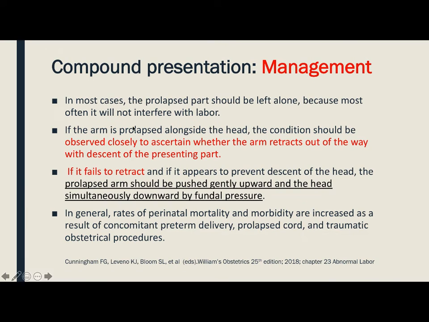In most cases, the prolapsed part should be left alone because most often it will not interfere with labor. Now, if the arm is prolapsed along the head, the condition should be observed closely to ascertain whether the arm retracts out of the way with descent of the presenting part. If it fails to retract, and if it appears to prevent descent of the fetal head, then the prolapsed arm should be pushed gently upward and the head simultaneously downward by fundal pressure. In general, rates of perinatal mortality and morbidity are increased as a result of concomitant preterm delivery, prolapsed cord, and traumatic obstetrical procedures.